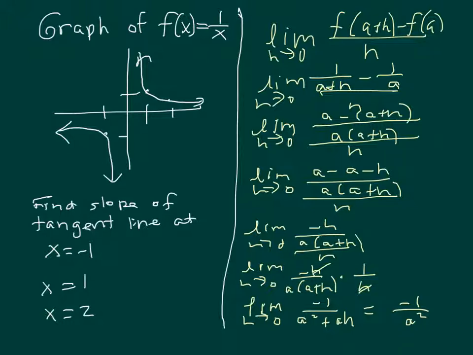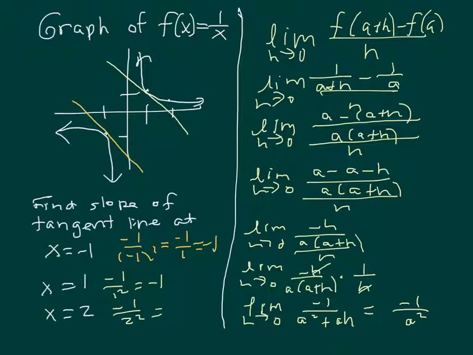Okay, so the slope at negative 1 is going to be negative 1 over our a value, in this case negative 1 squared. So that's going to give us a slope of negative 1 over 1, which is negative 1. So if I go up to negative 1, I'm going to have a slope of negative 1, which makes sense. Good. Okay, now if I do at x equals 1, I'm going to get negative 1 over 1 squared, which is also negative 1. So that's going to give me a slope at 1 of negative 1. Yay. And then if I do at x equals 2, that's going to be a slope of negative 1 over 2 squared, which is negative 1/4. So at 2, I'm going to have a slope of negative 1/4.